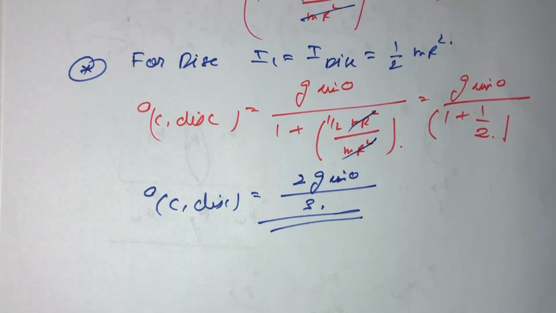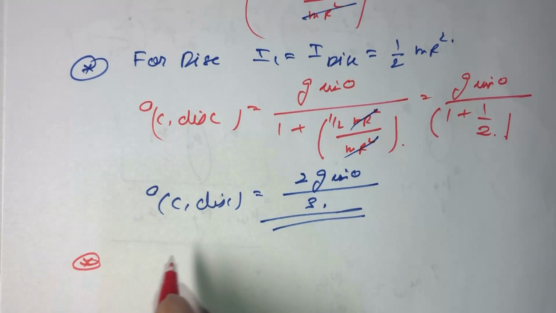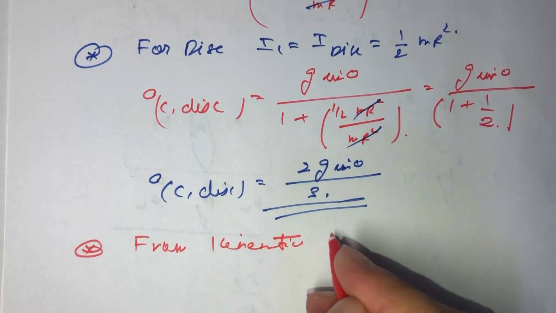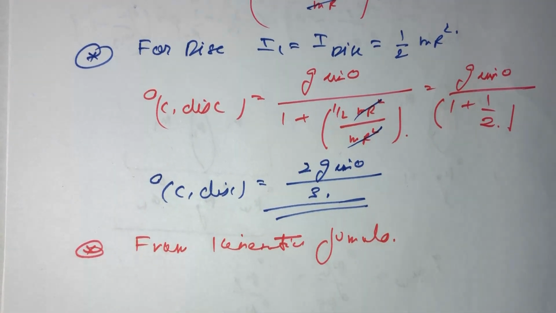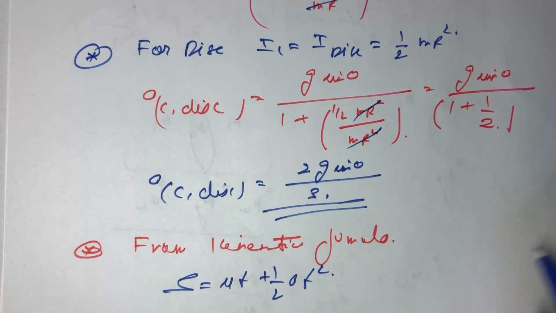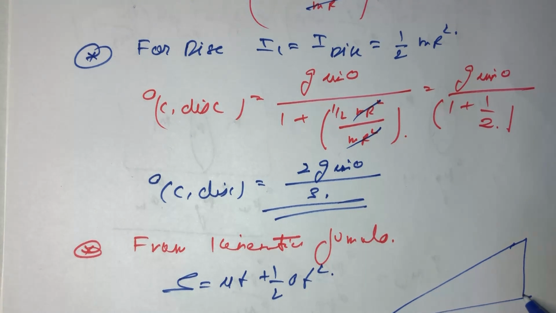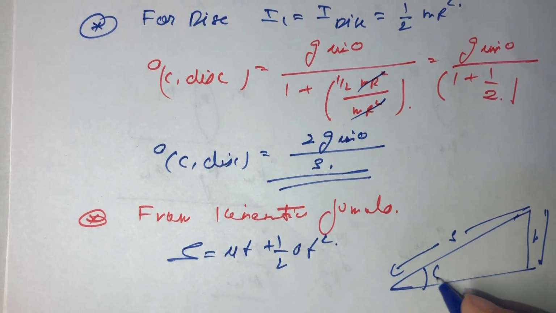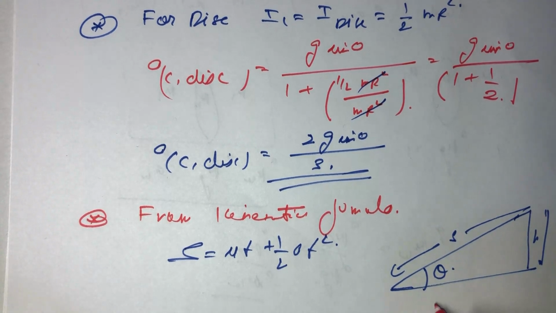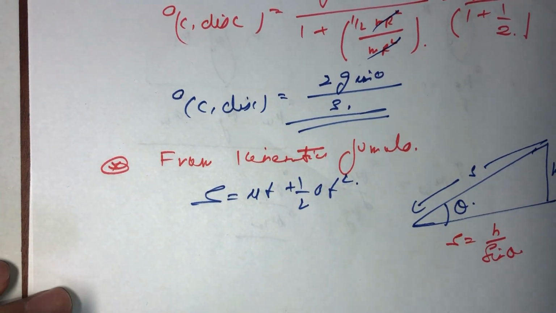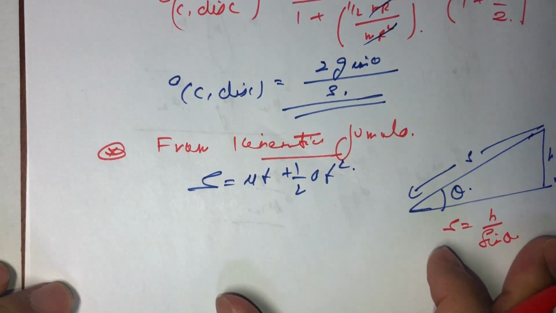Now we are going to use the equation for the kinematics. From the kinematics formula, you can say that S is equal to ut plus half at square. So in this case, this is height h and this is s distance, and this is angle theta. So we can say our S is equal to h divided by sine of theta. So first of all, we are going to write this kinematics formula for the ring.